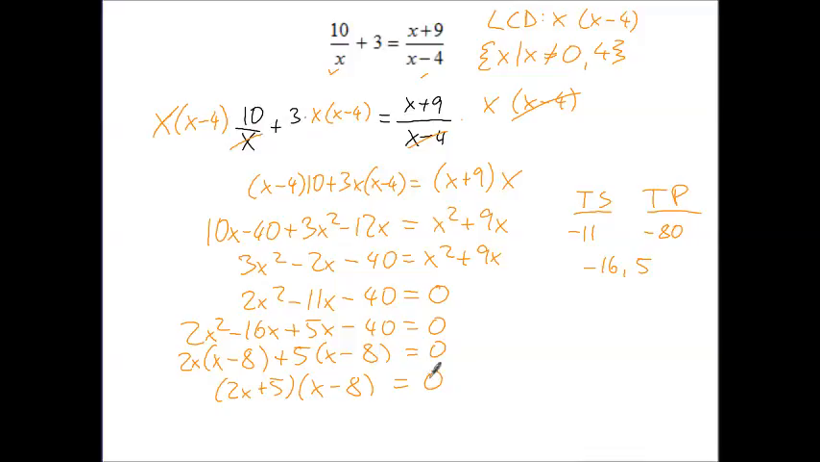And here we have our two solutions now. X can either be negative 5 halves, or it can be positive 8. One look back at our domain restrictions. We had 0 and 4 as our domain restrictions. Our solutions are neither of these two numbers, so both these solutions work perfectly fine.